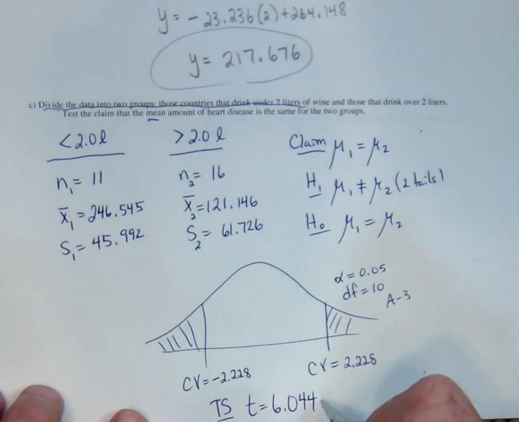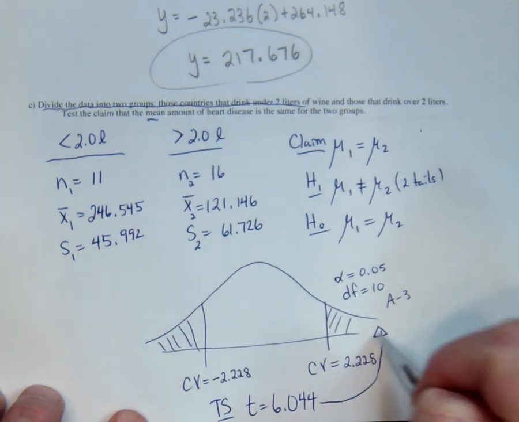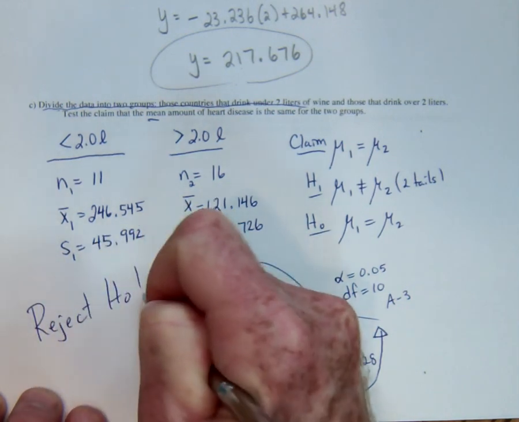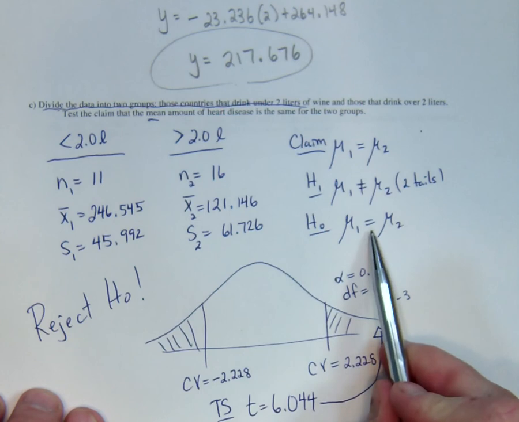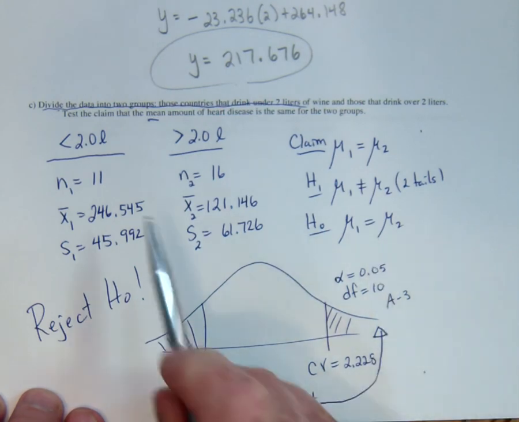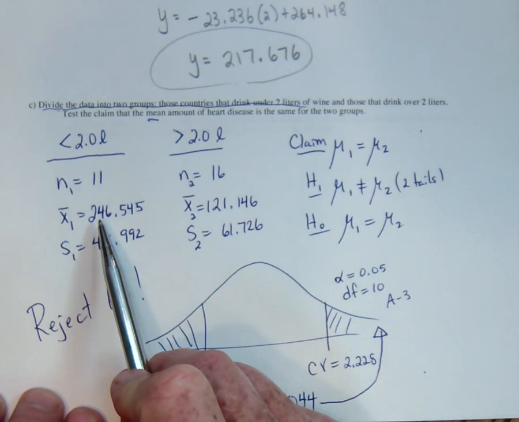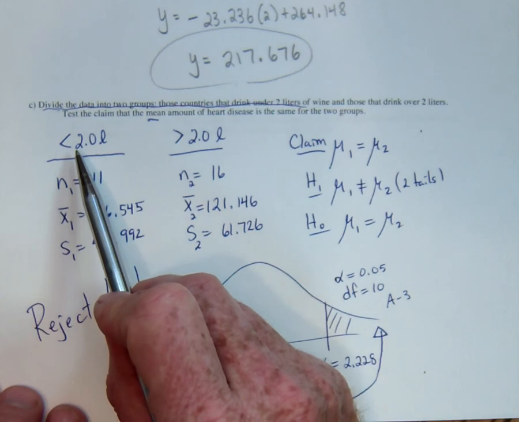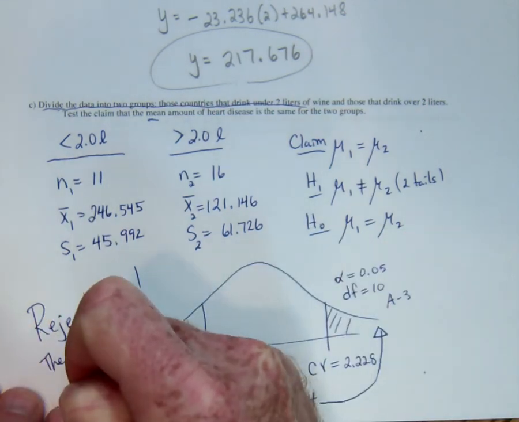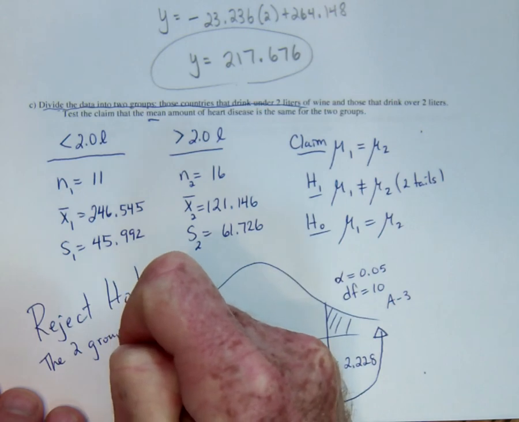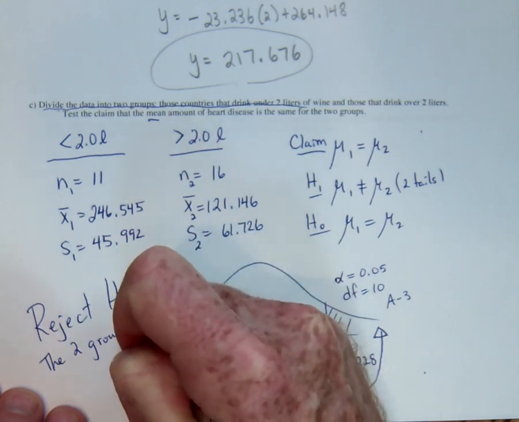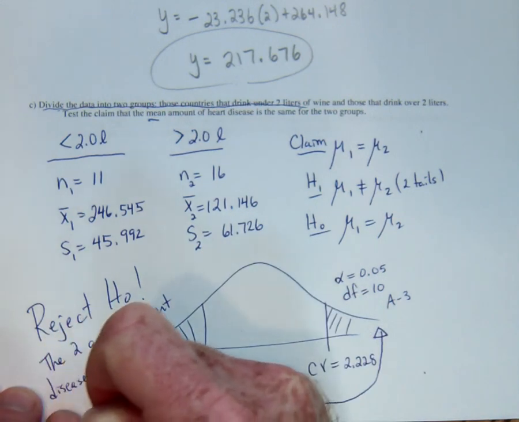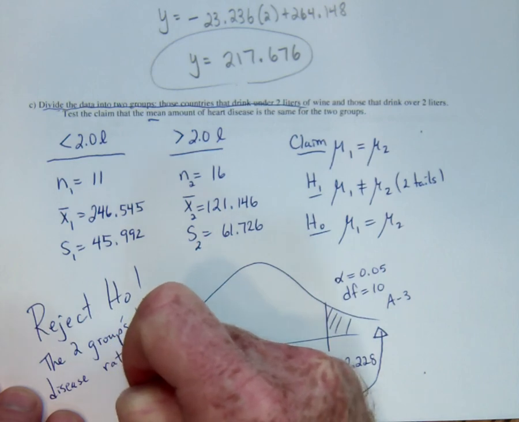So then you see where that lands on the graph, which is way over here, which means reject H sub O, which is a way of saying reject, the two groups are not equal. As you can see, these people have much, much more heart disease, and these are coming from the countries that do not drink a lot of wine. So the two groups' heart disease are not the same.